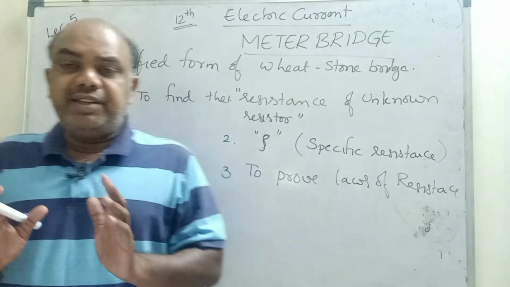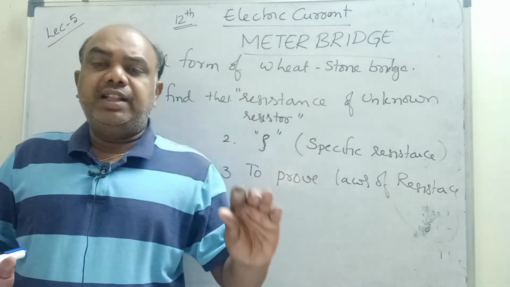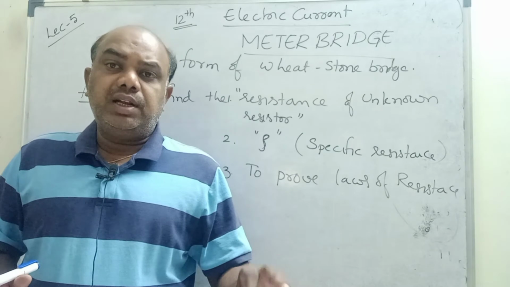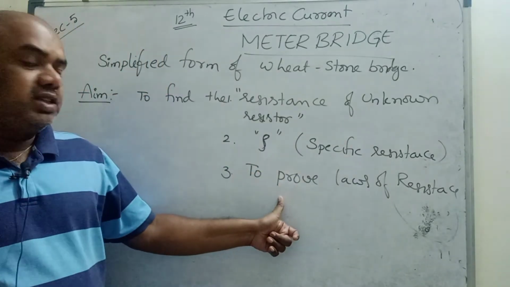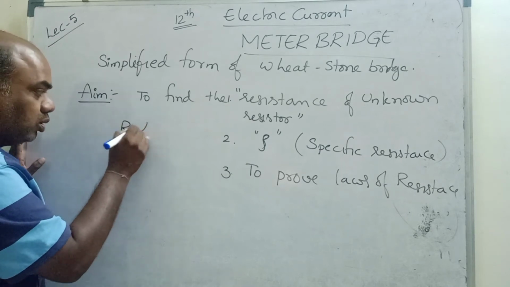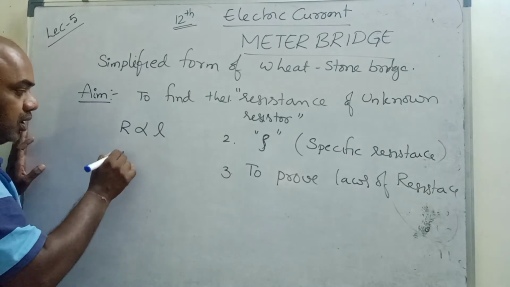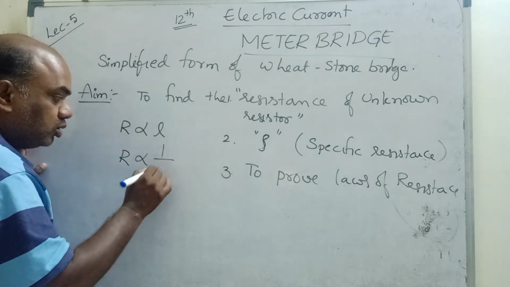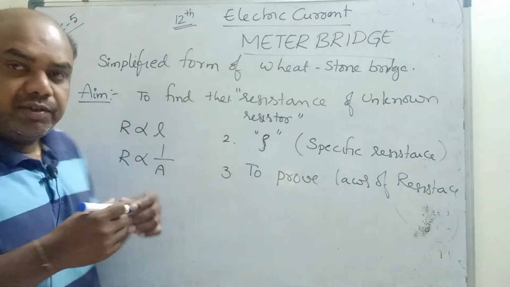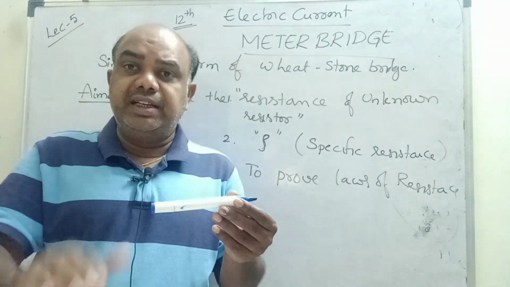In this meter bridge instrument, we can find the resistivity of the unknown resistor, and we can find the resistance of the unknown resistor. Number 3, we can prove the laws of resistance. Laws of resistance, you know very well. Resistance is directly proportional to the length of the conductor. If length increases, resistance also increases. Number 2, resistance is inversely proportional to the area of cross section. Area of cross section means thickness. If thickness increases, automatically resistance decreases.